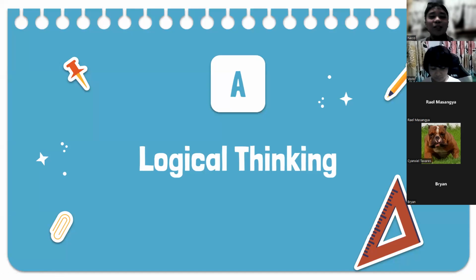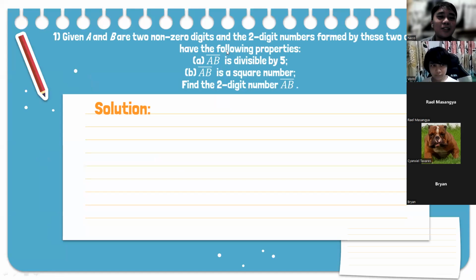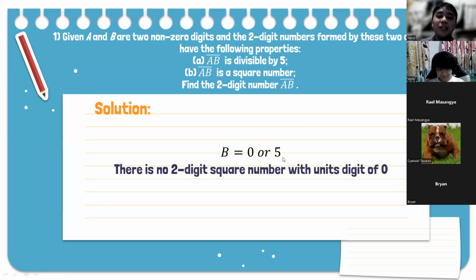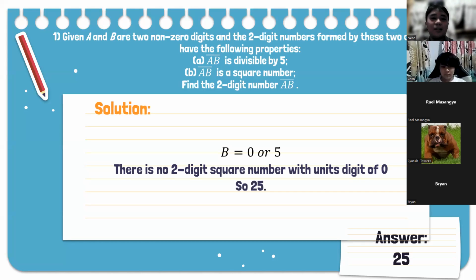Logical thinking. Actually these questions, as you can see, number one, it's much easier than what we reviewed for these sessions. 25, right? AB is divisible by 5, AB is a square number. So we already know that B can either be 0 or 5. Since we don't have a perfect square with a units digit of 0, we only have 5, and that's 25. That's it. Any questions? Yeah, 25. This is actually easy.